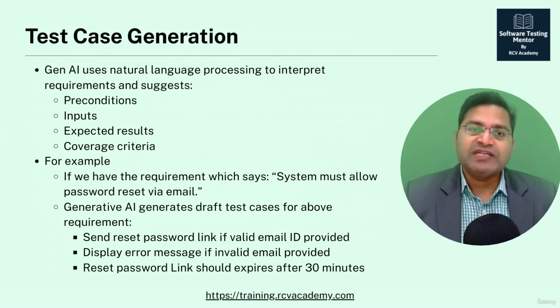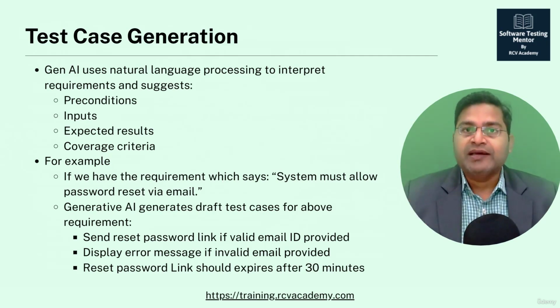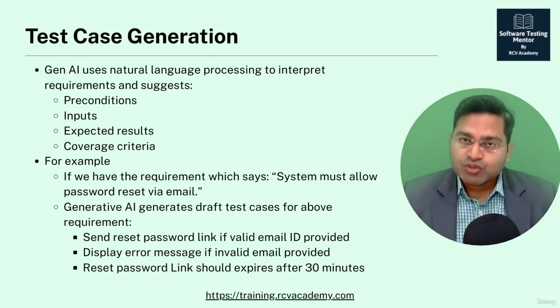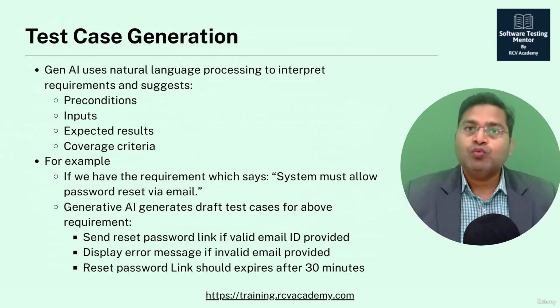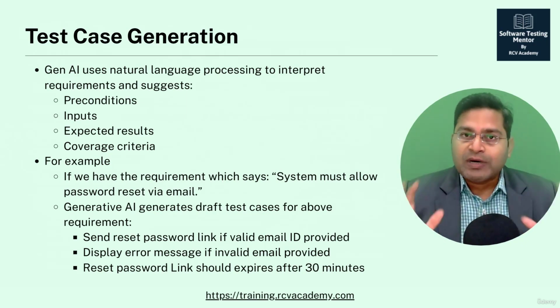Gen AI uses natural language processing to interpret requirements, and it can then suggest the preconditions, the inputs, the expected results, and the coverage criteria. So based on the user stories that you provide, it will be able to analyze them and suggest what the precondition should be, what the input will be, what test data you can use, and what the expected results will be, based on the requirements or user stories that you provide in the prompt.